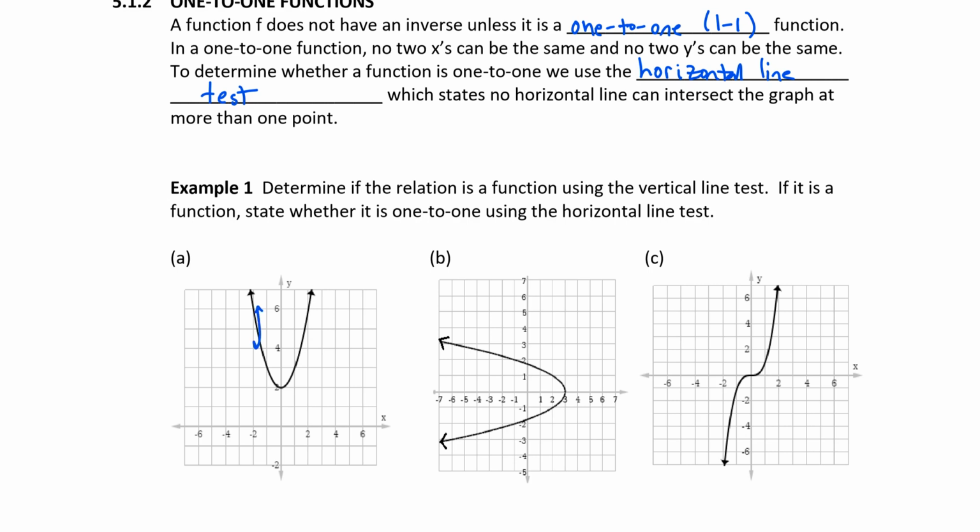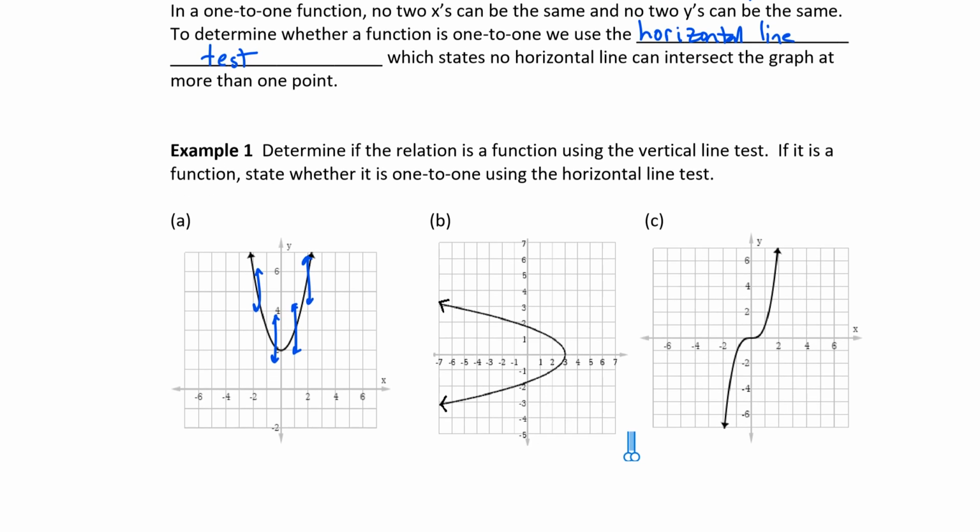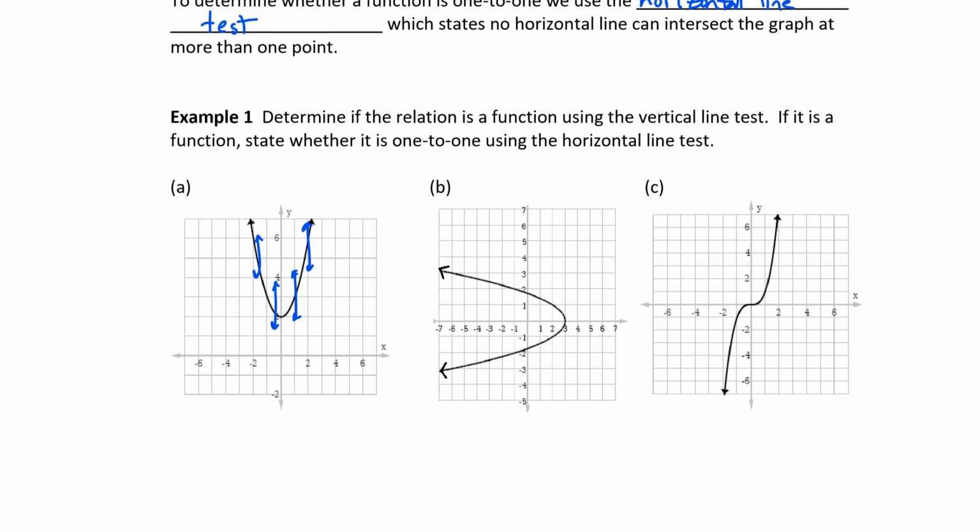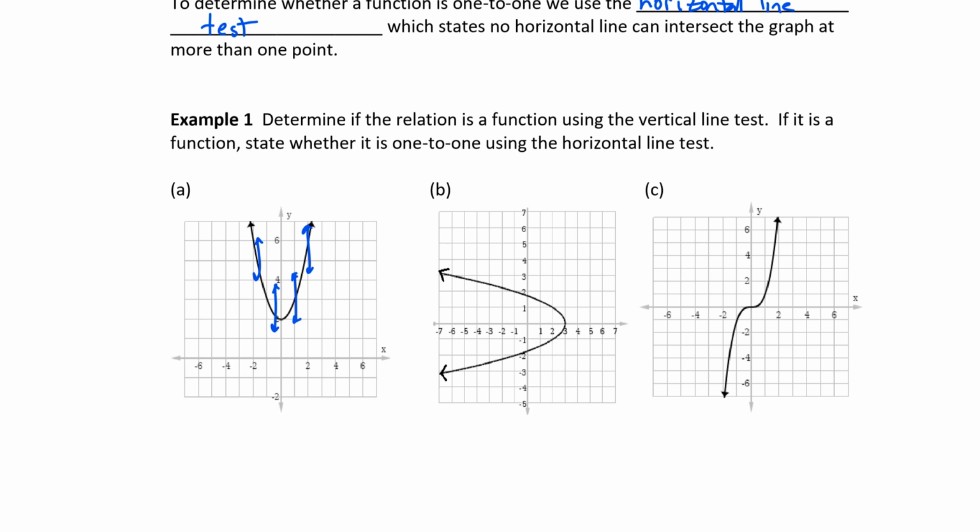If you'll recall, we can attempt to construct vertical lines to intersect the graph in more than one point. On example A, there is no way to construct a single vertical line that intersects in more than one point. Therefore, we know that this is a function. So by the vertical line test, this is a function. Now, we're going to do the same thing, but rotated 90 degrees.